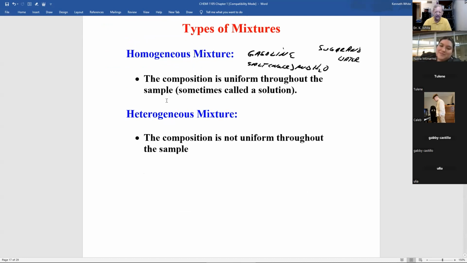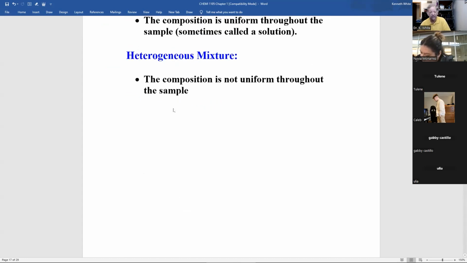All right. Now, the other type you should know is a heterogeneous mixture. Heterogeneous, it's not uniform throughout. Now, one example would be if I took sand and mixed it with water. I won't do it with my water bottle, but if I were to put some sand in here and shake it up, the sand would all go to the bottom because sand's not soluble in water. And up here would be the water. That would be a heterogeneous mixture.